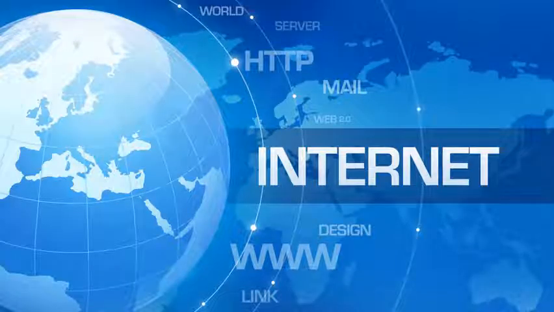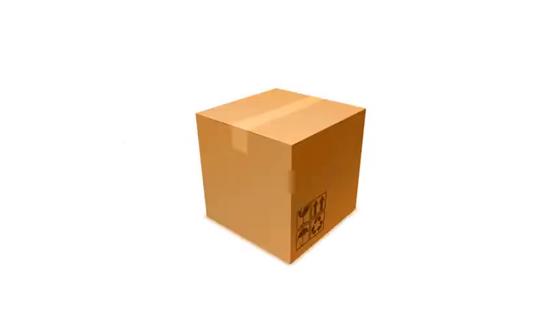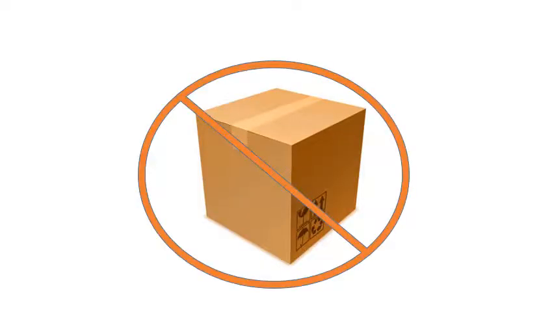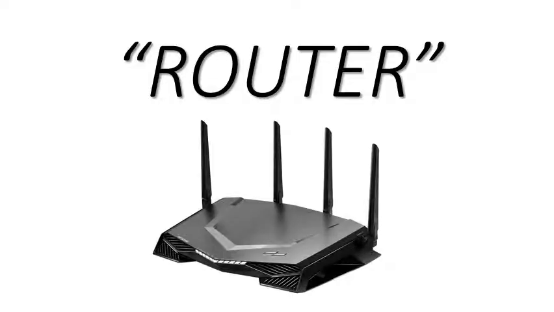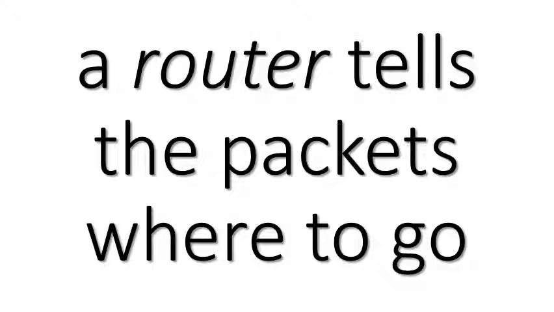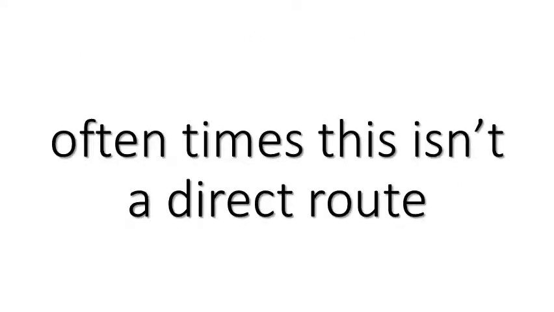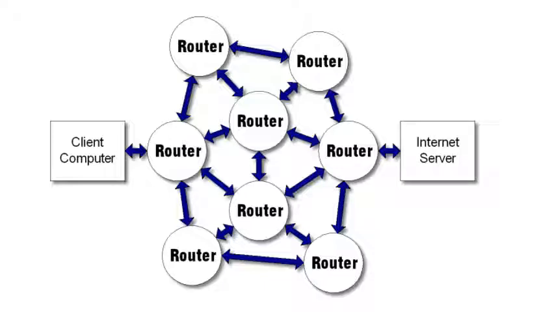As you know, data that travels over the internet is broken up into smaller pieces called packets. Not packages, packets. It is the job of a router to direct the packets to their destination. A router tells the packets where to go. Oftentimes, this isn't a direct route. A packet may travel through several intermediary routers before it reaches the server.